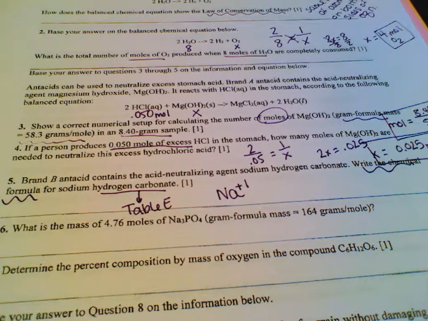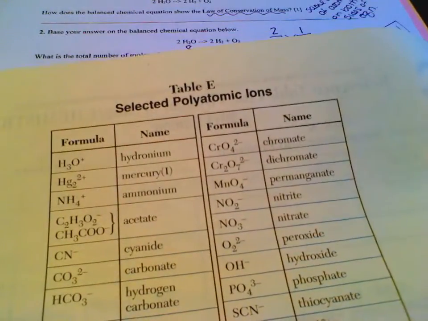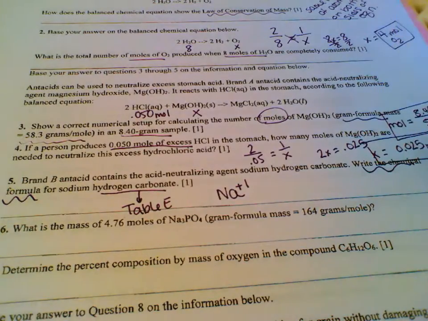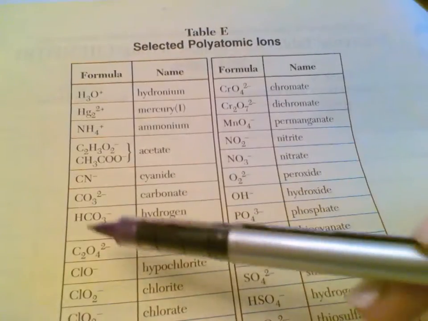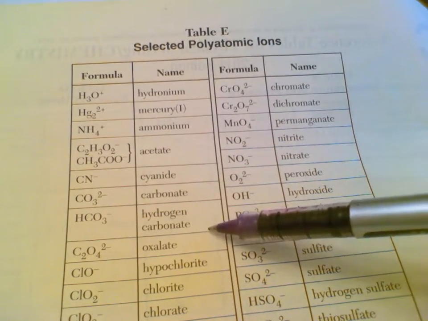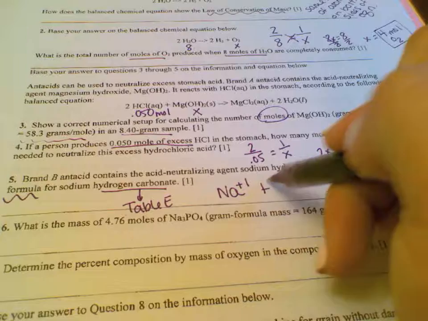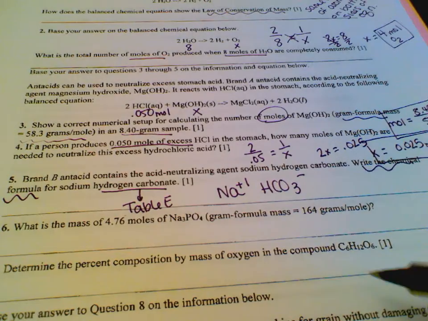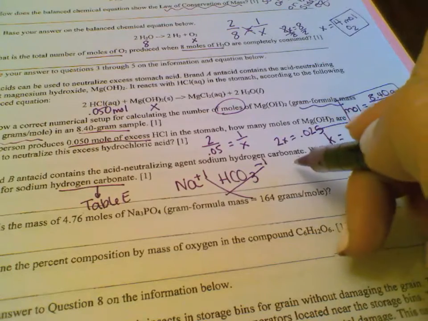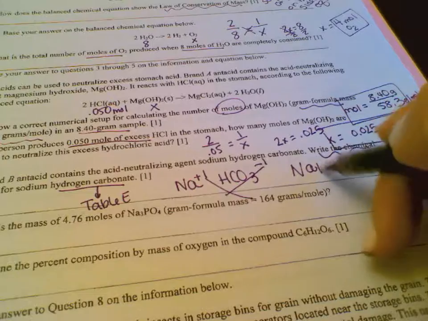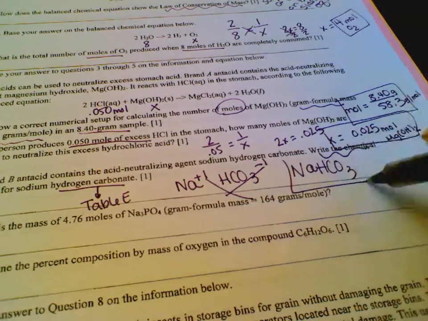So if I go to my table E, I'm going to flip there. I'm going to say, okay, I'm looking for hydrogen carbonate. HCO3 minus. So hydrogen carbonate is a polyatomic ion. HCO3 minus. Crisscross that, so they're -1, so they're both 1s. So I'm going to get NaHCO3. Sodium hydrogen carbonate.